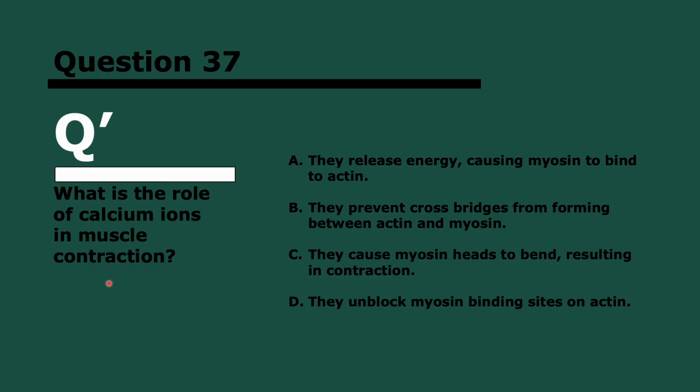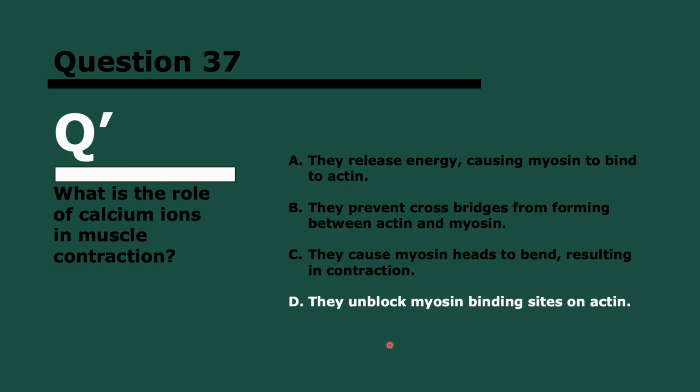Okay, and 37, what is the role of calcium ions in muscle contraction? Again, pretty factual. So 3, 2, and 1. Yes, so they unblock myosin binding sites on actin, and they basically allow actin to bind to myosin, right, and then do the swing whereby muscle contracts. Calcium does not release energy at all. They also don't prevent cross bridges from forming. Actually, the opposite, they allow them to form, and they also don't cause myosin heads to bend, right? Well, the only thing they do is they unblock the binding sites on actin.